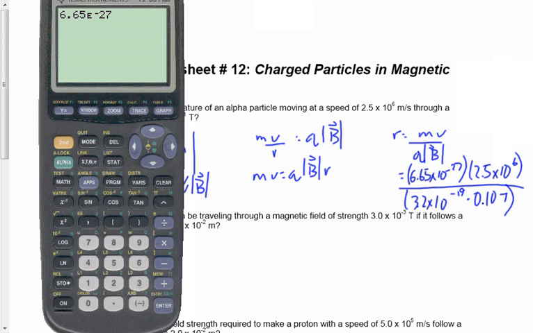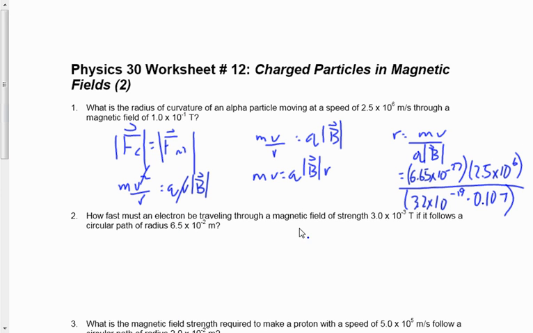Let's multiply that by 2.5, second function EE 6. Let's press equals. Let's divide that by some brackets here: 3.2 EE negative 19 times 0.1, end the bracket. We get 0.5195, or 0.52 meters. How many people got that? Good.